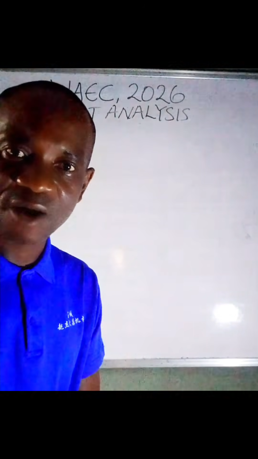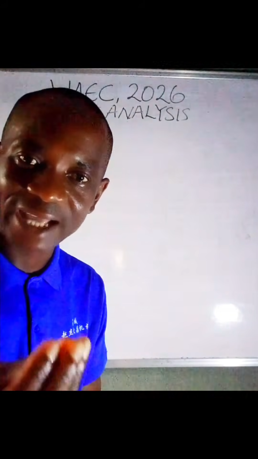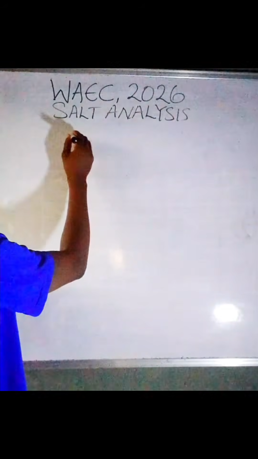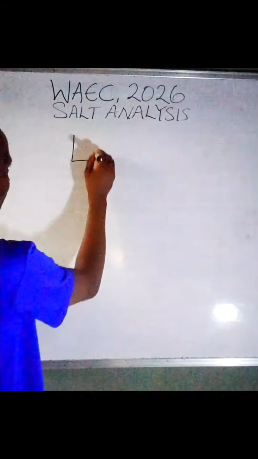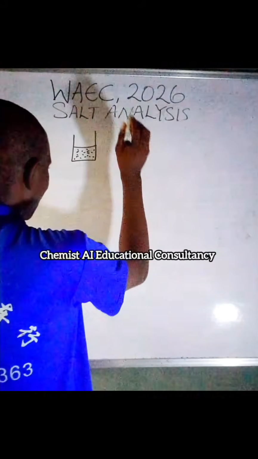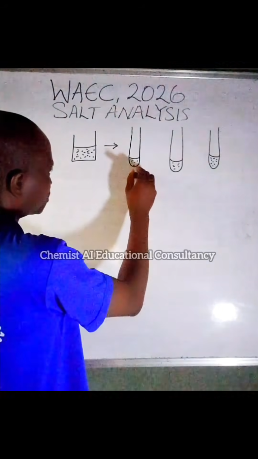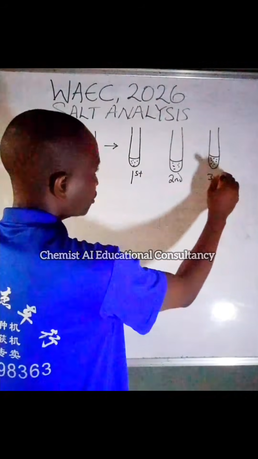Now, this is how the question will look. You are going to be given a white powdery substance. The substance will be labeled C. This substance will be in a specimen bottle like this. And they will possibly ask you to divide it into 3 places. So you use test tubes and divide it into 3 places. This is the first portion, second portion, third portion.